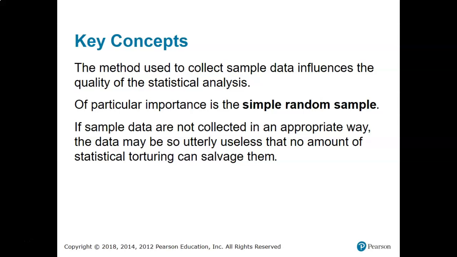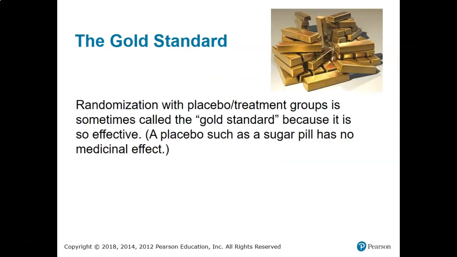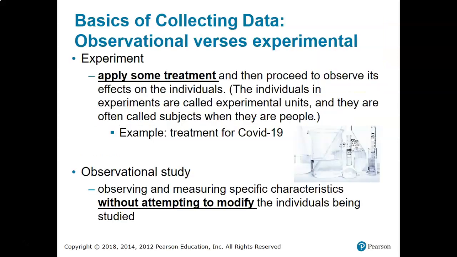Okay, we talk a lot about the placebo and treatment groups and what we call the gold standard. And the gold standard is basically when we randomize the placement between a placebo group and a treatment group. And the placebo might be something like a sugar pill where it has no medicinal effect, but basically one group's going to be receiving a treatment, another group will not be receiving the treatment. They may be getting the sugar pill or whatever.